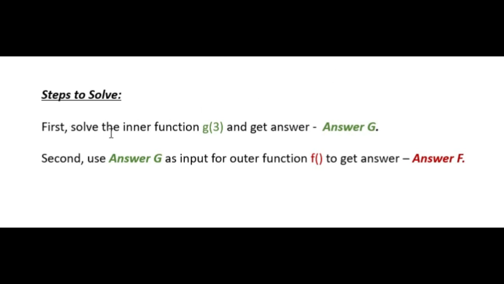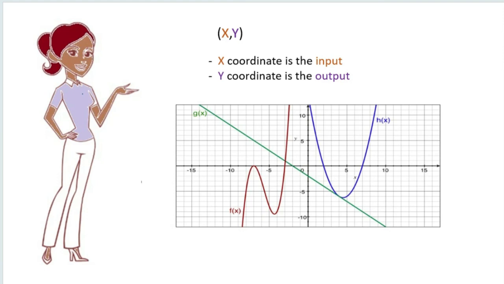The first is you're going to solve the inner function, and in our example that would be g, and you would get an answer g. Secondly, you would take that answer g and put it in as the input for function f, and then you would get a result. So we're going to do composite functions using a graph.